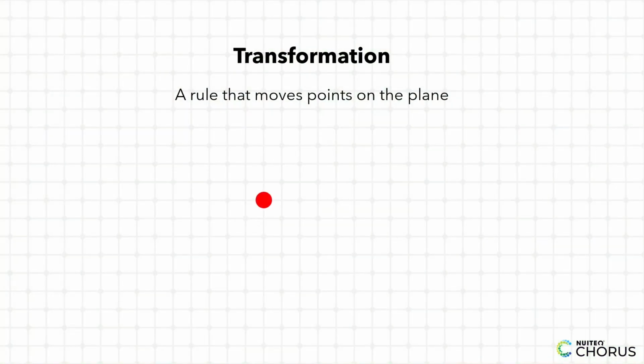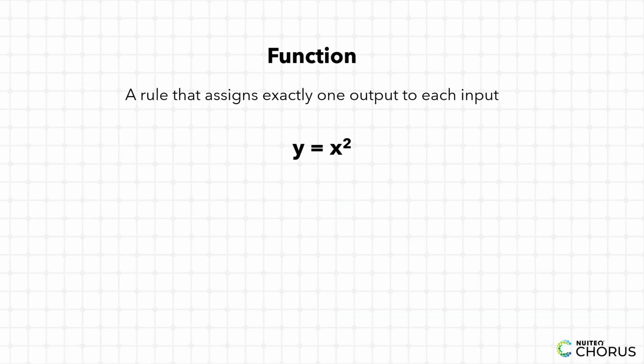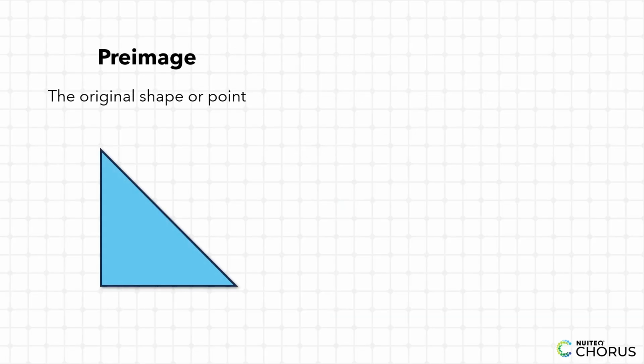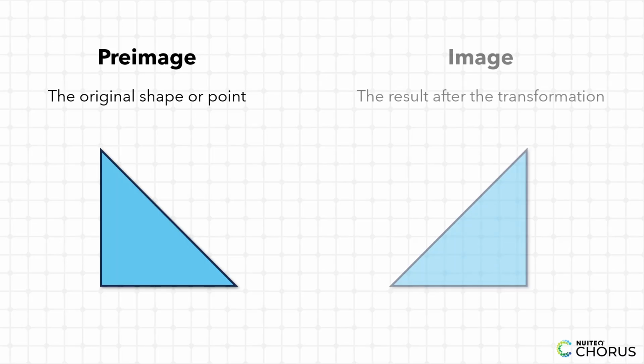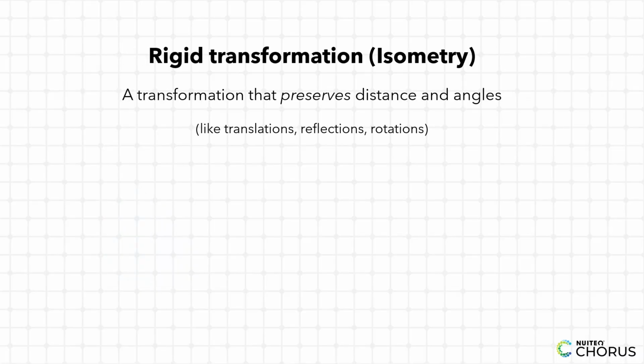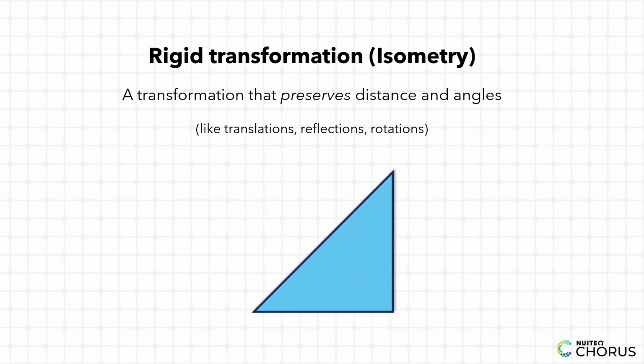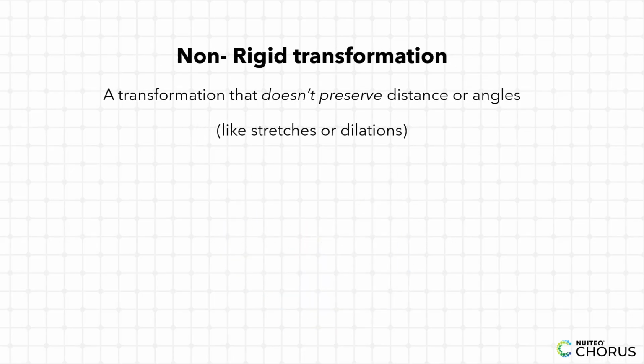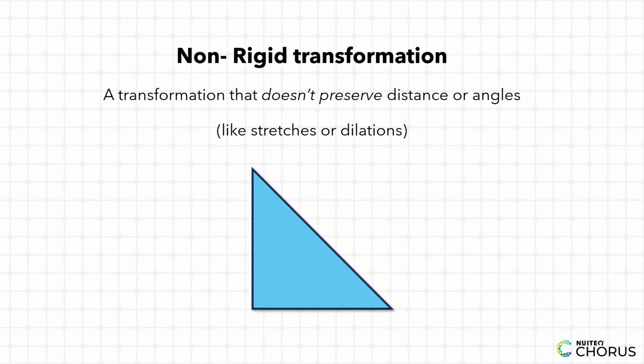Transformation: a rule that moves points on the plane. Function: a rule that assigns exactly one output to each input. Preimage: the original shape or point. Image: the result after the transformation. Rigid transformation, or isometry: a transformation that preserves distance and angles, like translations, reflections, and rotations. Non-rigid transformation: one that doesn't preserve distance or angles, like stretches or dilations.